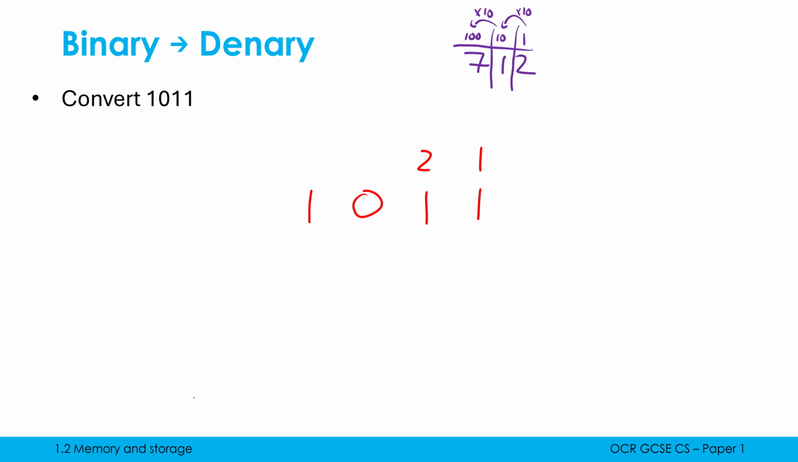This time we're timesing by 2, not by 10. We now have 2 as our next column. 2 times 2 is 4. 4 times 2 is 8. So our columns with the binary place value keep doubling.